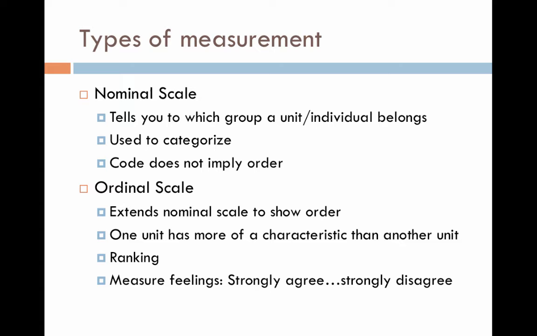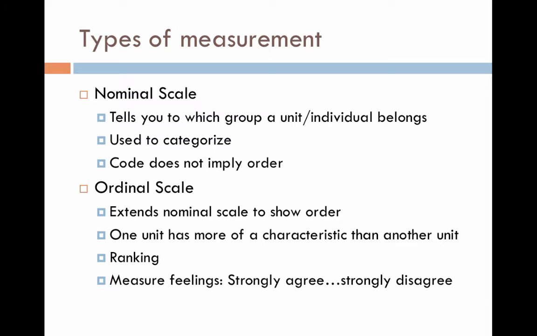So when we talk about surveys, we have a couple of different scales we use in designing a survey questionnaire. The first one is a nominal scale. It tells you which group or unit an individual belongs to, and you're going to use this to categorize. The coding of a nominal scale does not imply order. So that would be something like male, female, right? Or non-applicable, or no answer. It's a group, but there's no order to it. The numbers that you assign don't necessarily imply anything.